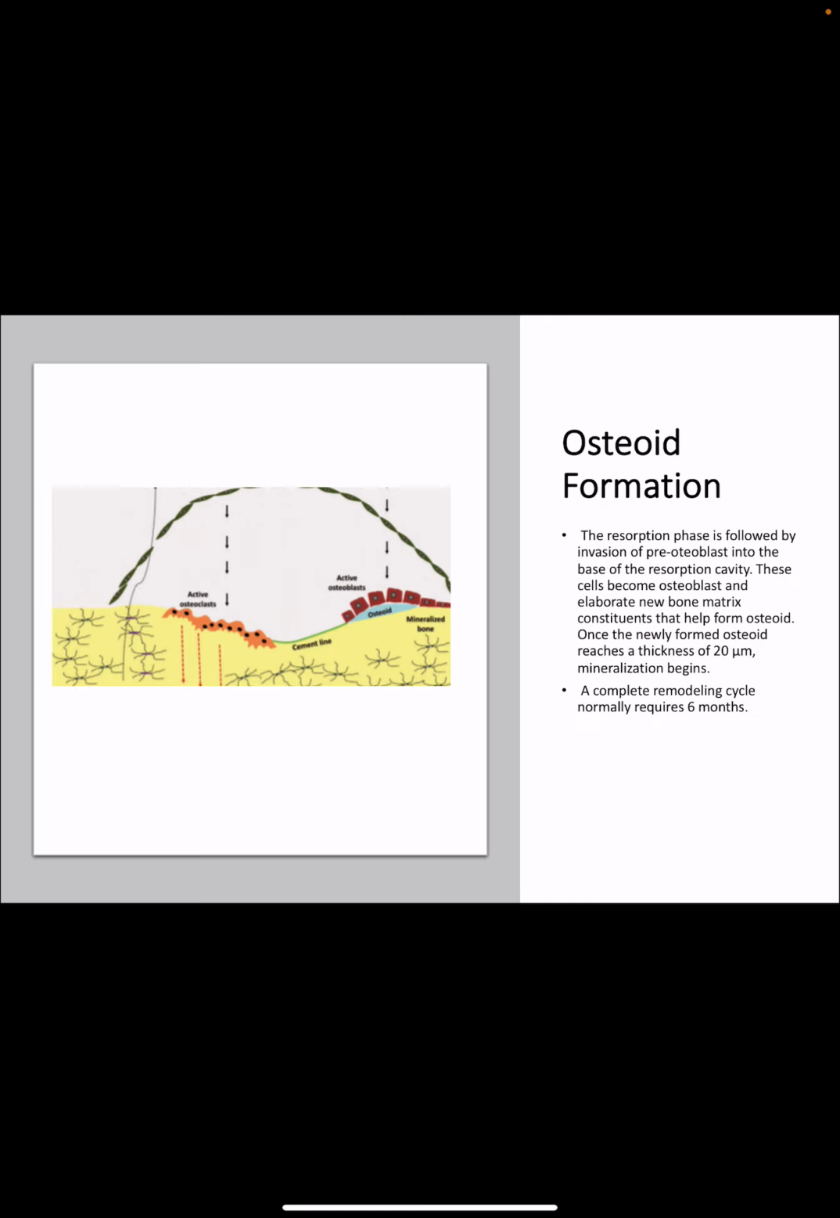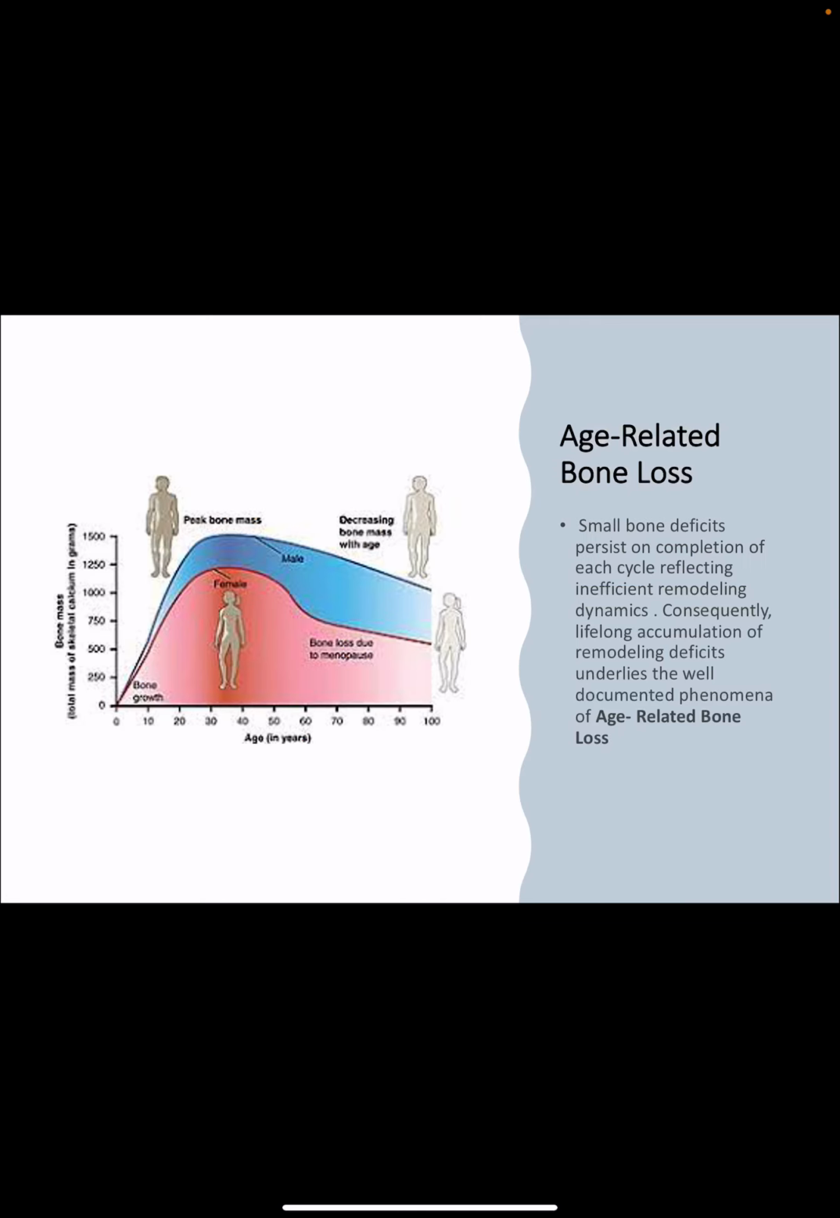And where is the issue? Tell me, how do I get osteoporosis? I want to know now. Basically, every cycle, this is a cycle of bone remodeling. Every time, there are some imperfections. It's not a perfect process. Something is missing. So there is an accumulation of these imperfections, and by age, we reach a point where we have osteoporosis. It's called age-related bone loss. So small bone deficits persist on completion of each cycle, reflecting inefficient remodeling.